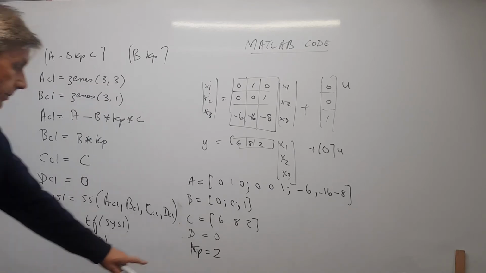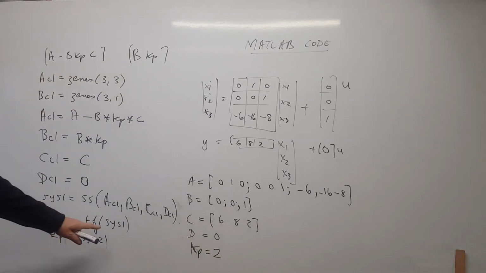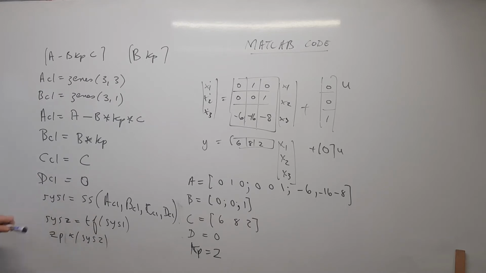And if we changed KP to a different number, we could get a new closed loop transfer function. And so that's how now we could write some MATLAB code to actually form a closed loop transfer function, and also to get the closed loop transfer function out as a transfer function factorized.